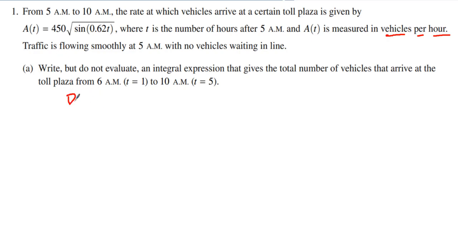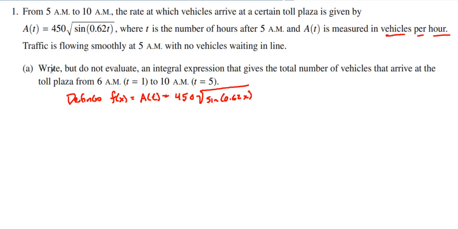The first thing I did is I defined this function in my calculator. I like to define functions as f of x, so I define f of x as A of t, which means in my calculator, I defined f of x as 450 times the square root of sine of 0.62x. And so I defined that in my calculator, and then now I'm able to do this problem.